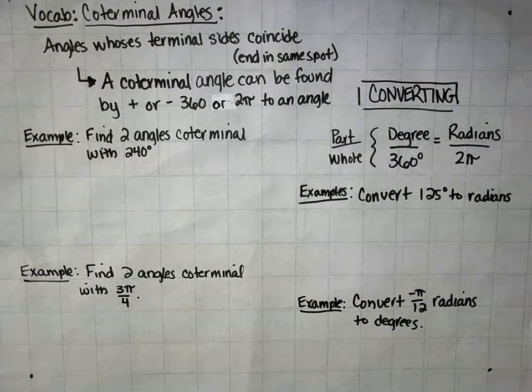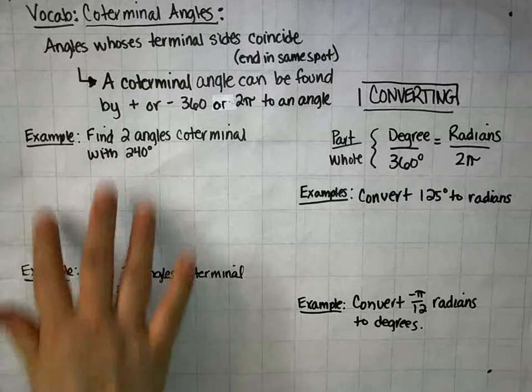Now we'll have to work with coterminal angles, and those are just angles whose terminal sides coincide. They end in the same spot. Coterminal angles can be found by adding or subtracting 360 degrees to angles that are given in degrees, or adding and subtracting 2 pi to an angle that's given in radians. We're going to try a couple examples here.